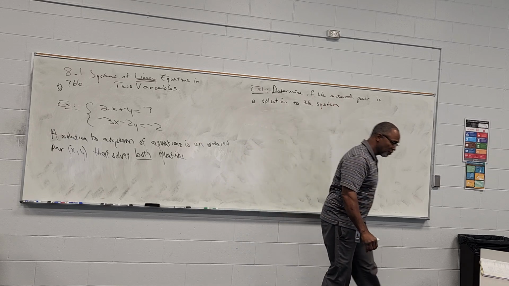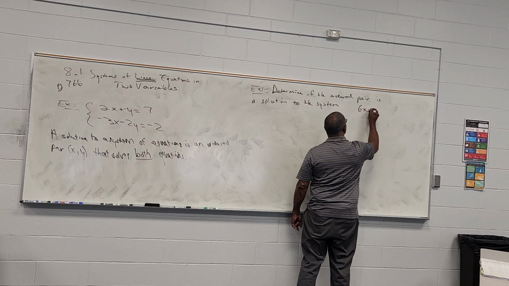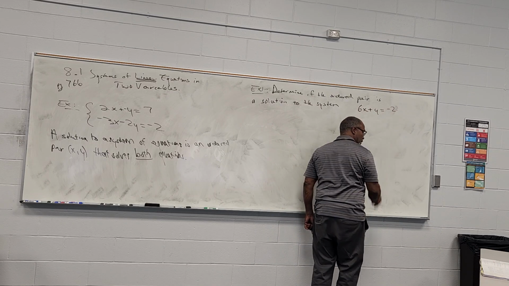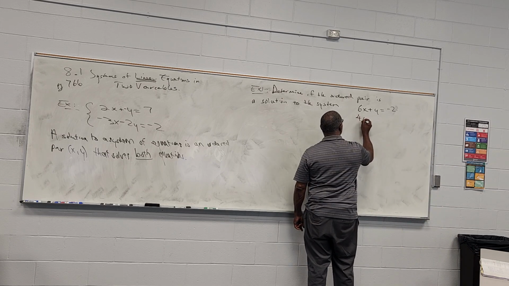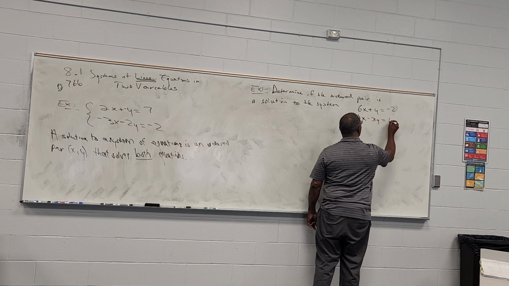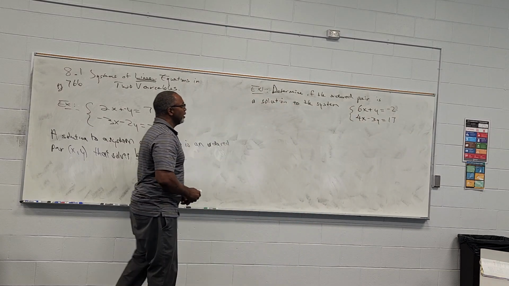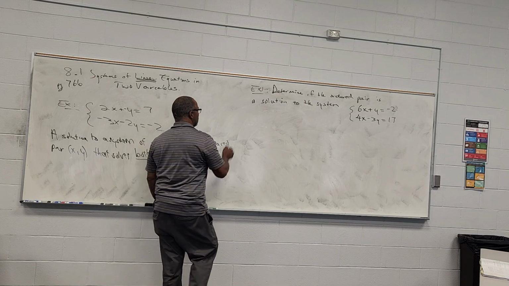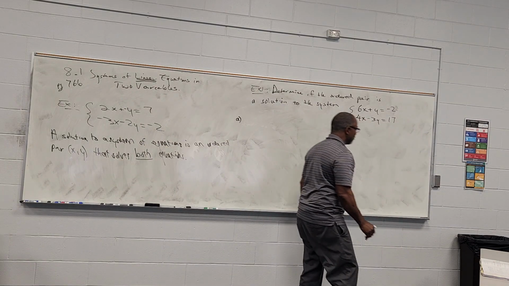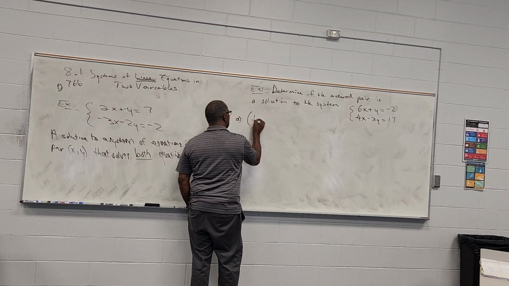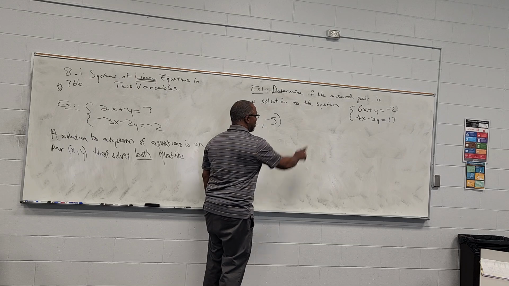So they give me a system, 6x plus y equals negative 2. Second equation is 4x minus 3y equals 17. So there's my system of two equations, two unknowns. And I want to know, are the following ordered pairs solutions to the system? So the first ordered pair they give me is 1/2, negative 5.